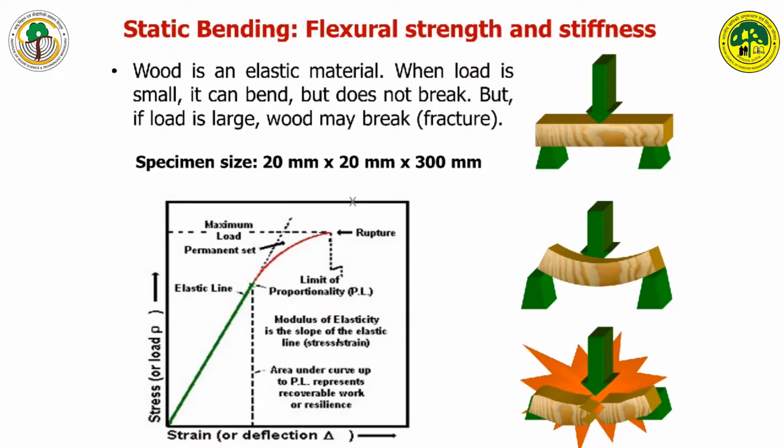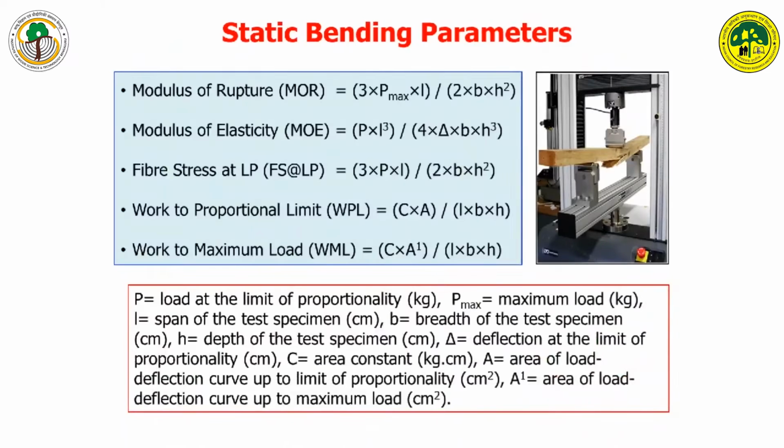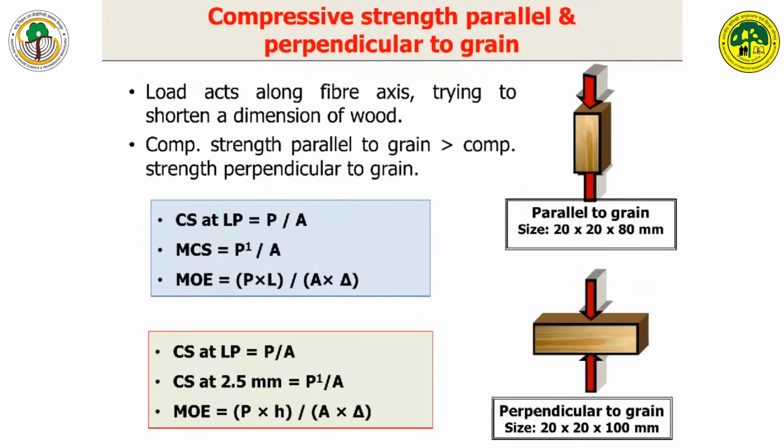Similarly, wood being a viscoelastic material, it behaves up to a certain limit as an elastic material, and after that it becomes viscoelastic. So we can calculate from this elastic limit what is called the modulus of elasticity. Here are certain formulas which are used for calculating the different static bending parameters, like modulus of rupture, modulus of elasticity, fiber stress at the limit of proportionality, work to proportional limit, and work to maximum load. These are as per the Indian standards.